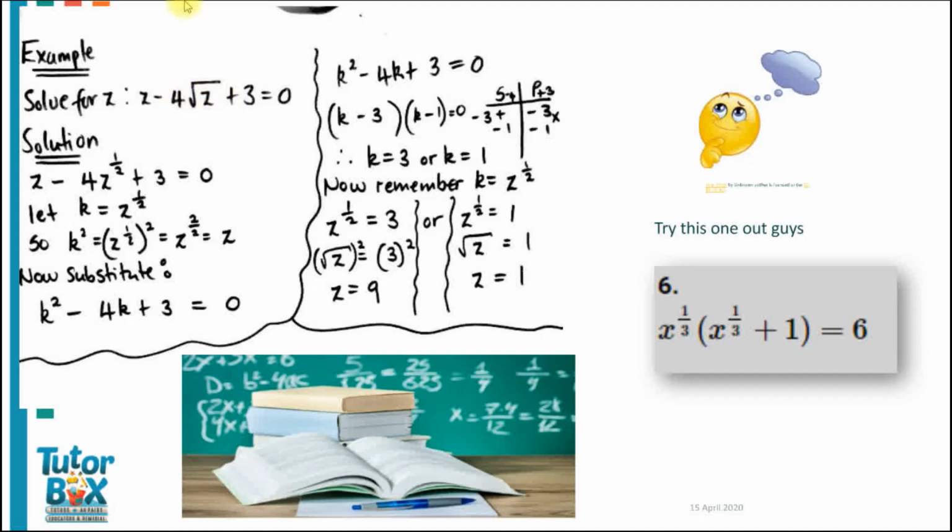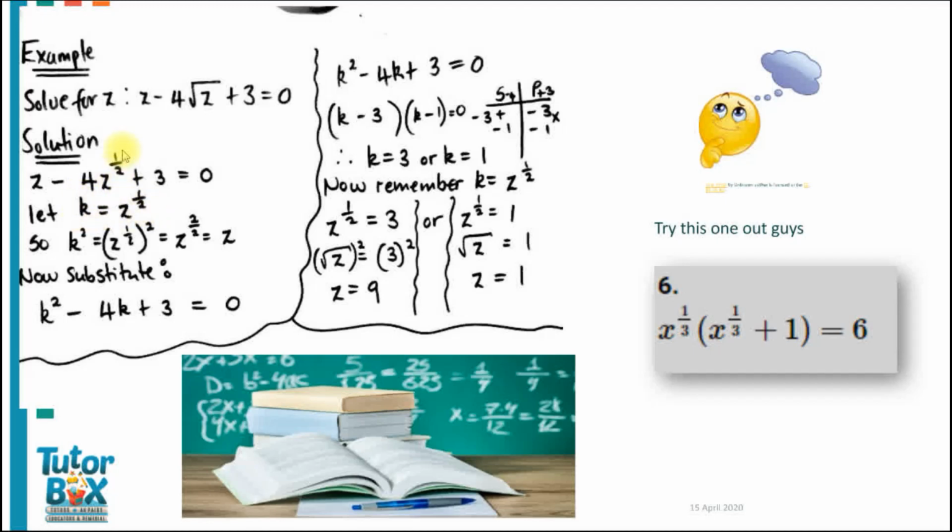Okay, so when you notice a question like this, just think of a quadratic equation and manipulate it so that it becomes one. Let's look at what we do. We have z minus 4. Let's change that to third form, so there will be z minus 4 times z raised to the power of half plus 3 is equal to 0, right? And then we let k be equal to z raised to the power of half.